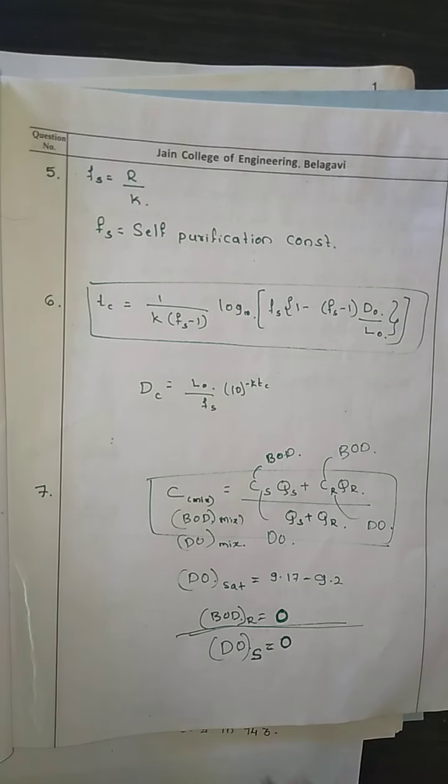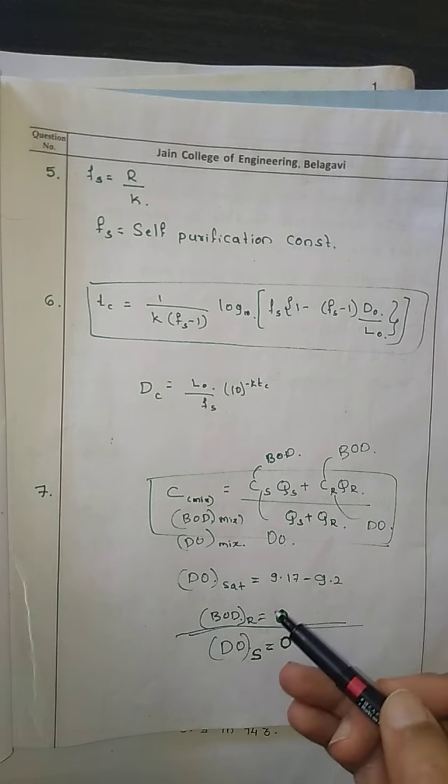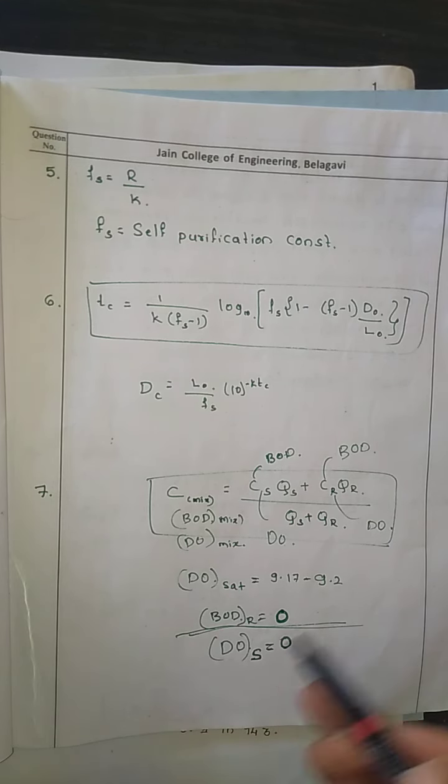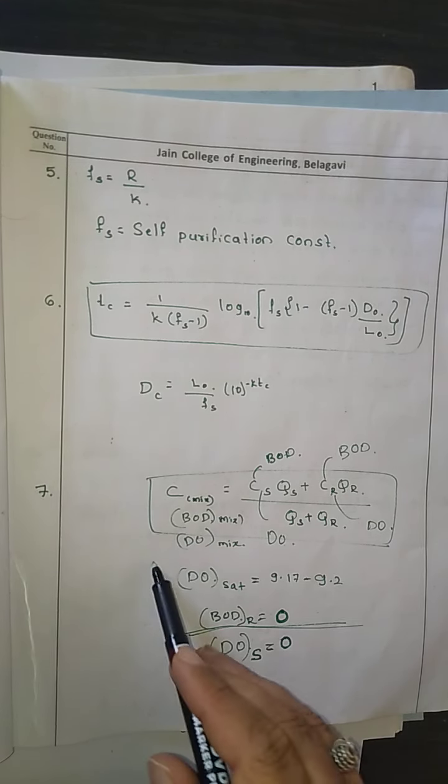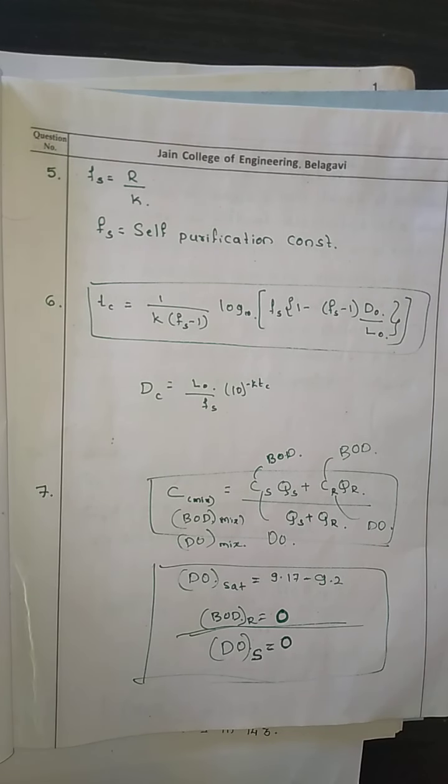The reason is that for a sewage the DO won't be there, and for a river, if it is pure or unpolluted, the BOD will not be there. So you need to keep these assumptions in your mind when you are going to solve the problem. Now directly let us solve one problem.